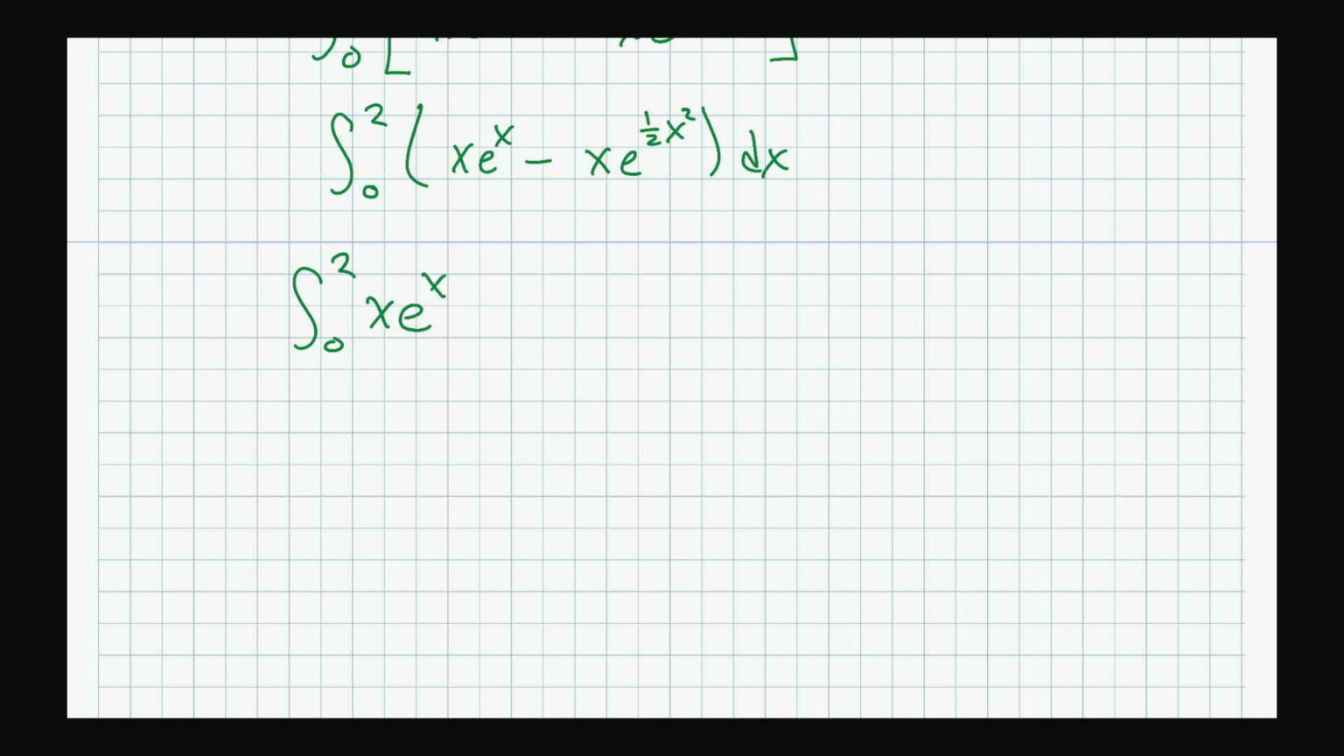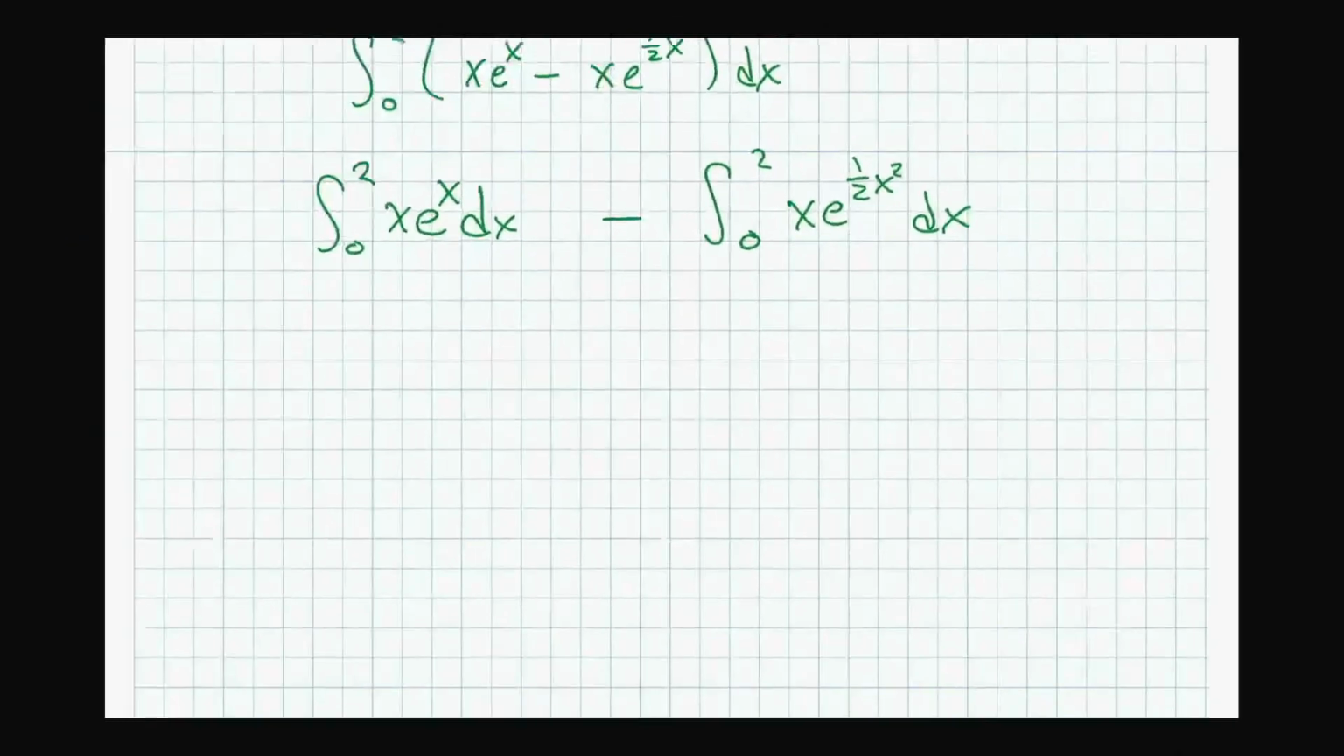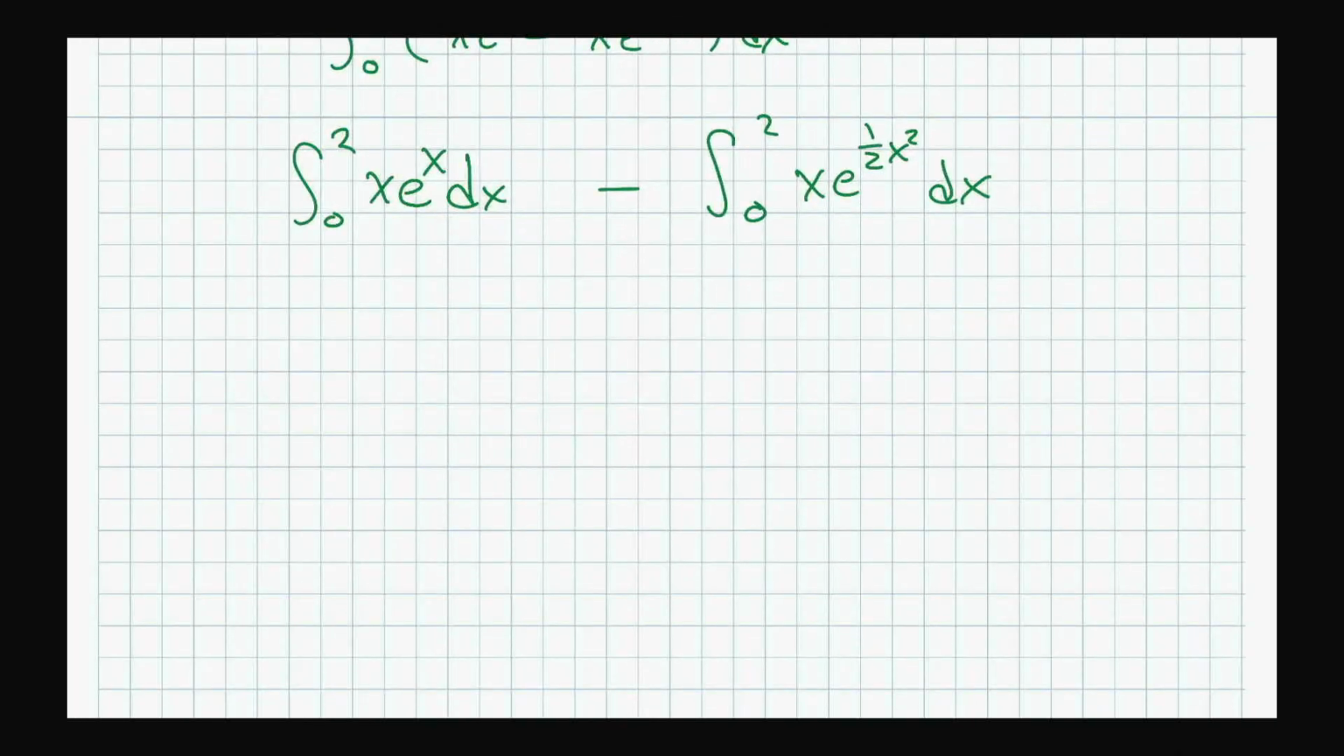So you have integral x e to the x dx minus integral 0 to 2 x e to the 1/2 x squared dx. So we split that up so I can do them separately, because this needs integration by parts. You could actually look up the answer, and this one's going to be a u substitution is what people usually call it. Let's do the u substitution first, because it's easier for people.